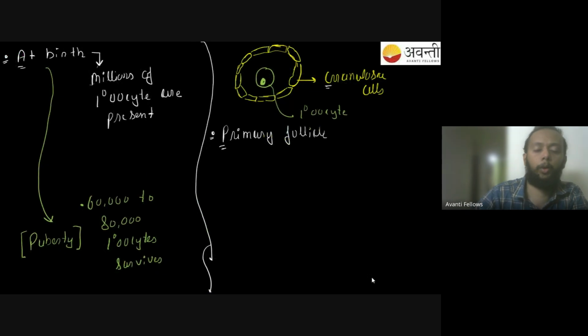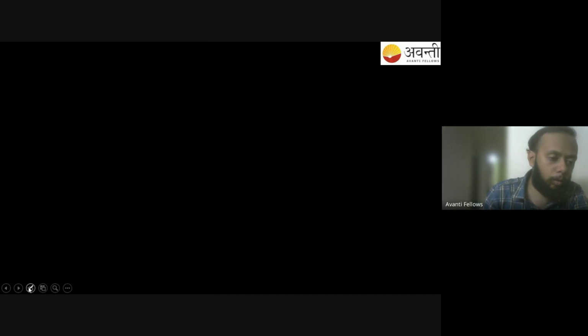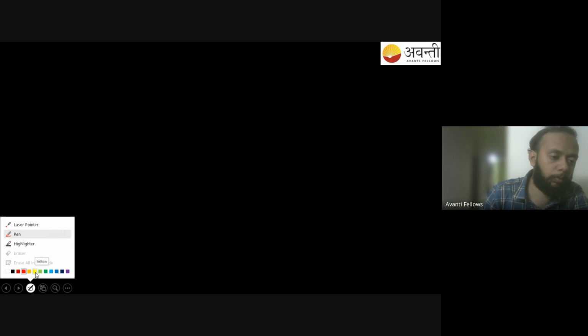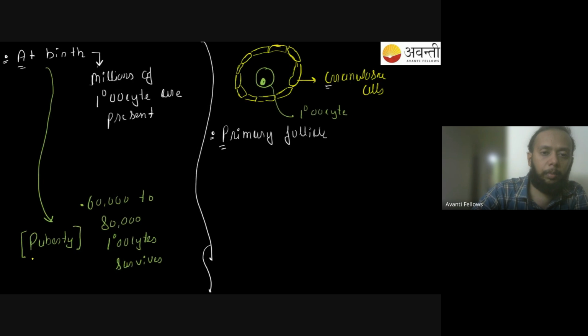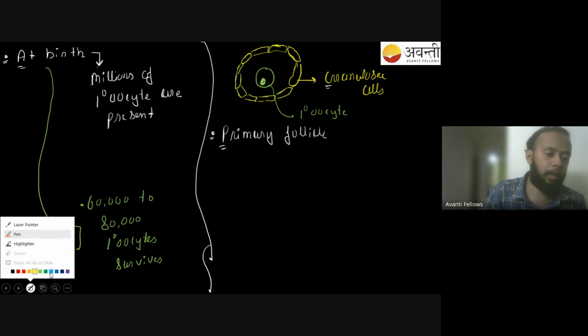All right. Okay. So that's our primary follicle. Now let's discuss the primary follicle in detail. Let me show you over here itself. So you have a primary follicle, and as soon as a girl is going to hit puberty, assume that a girl hits puberty over here.